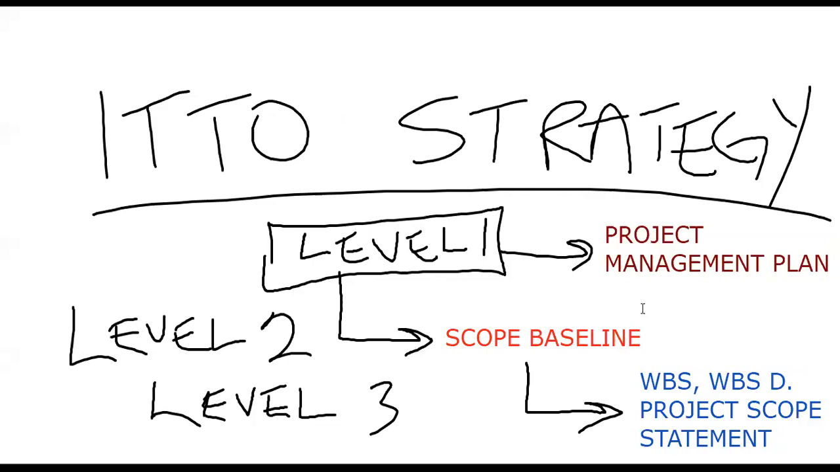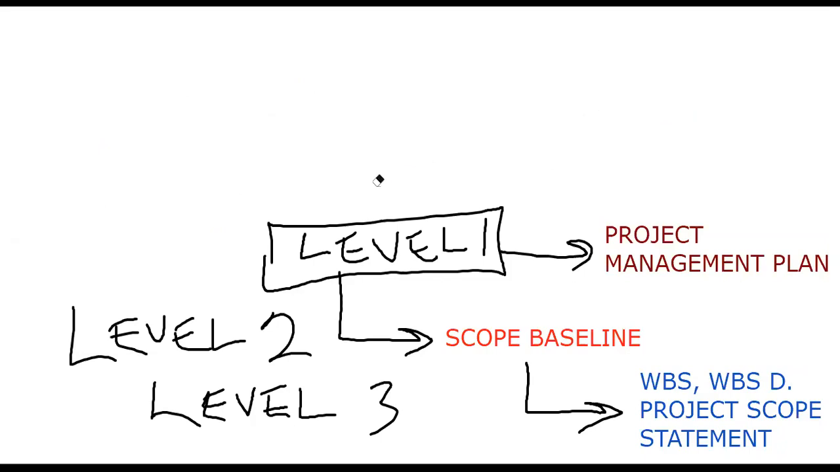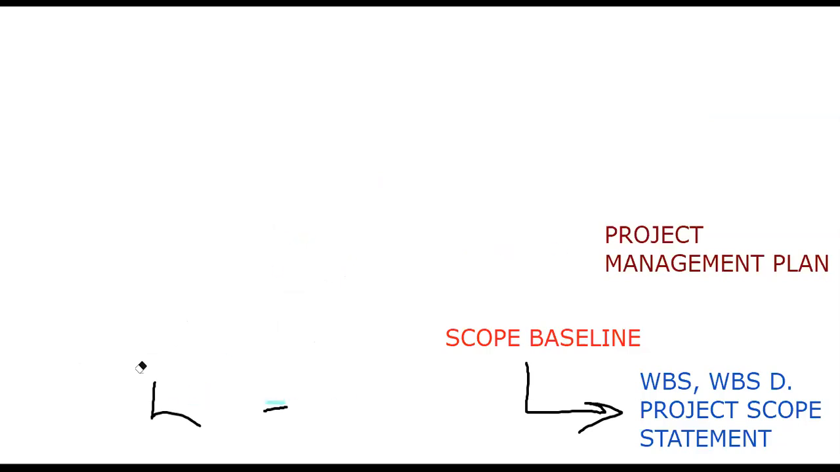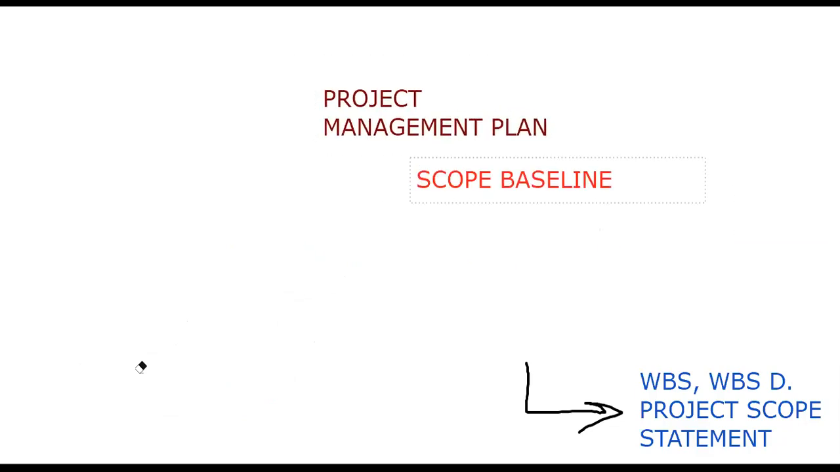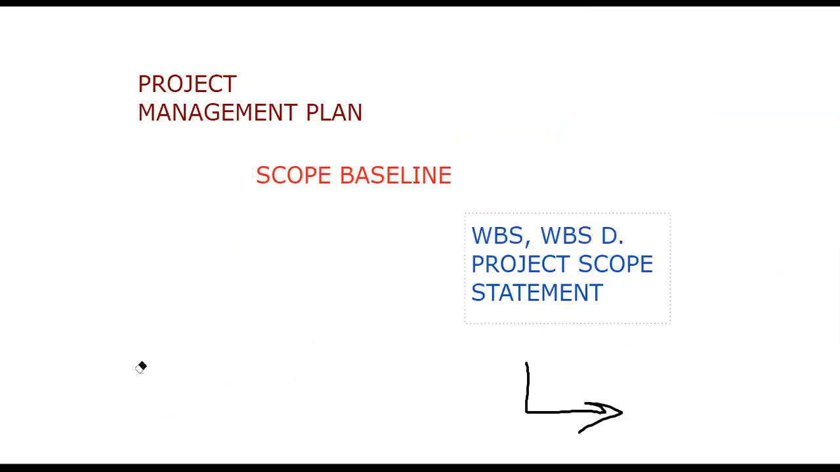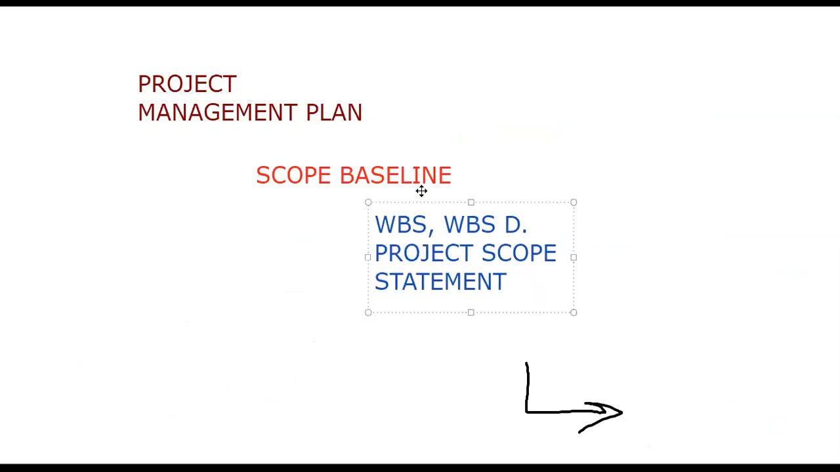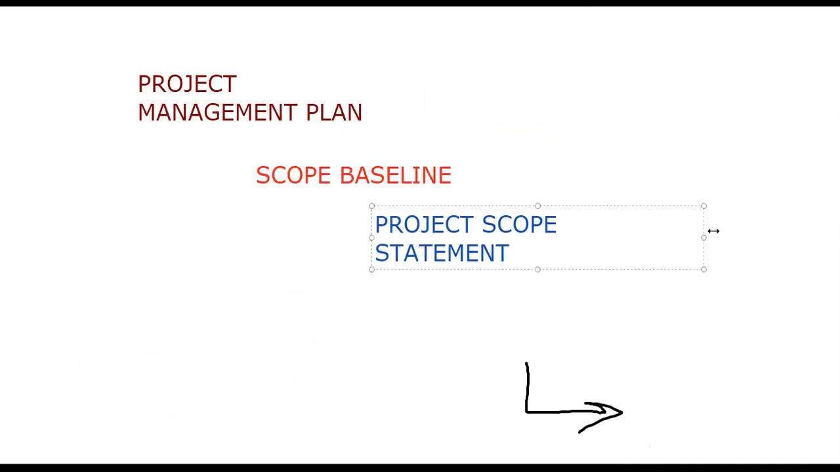So for every ITTO scenario, you need to go to the lower levels. Okay? Does this make sense? All right, let's go a step further. I want to challenge you to go to a lower level with me right now. So let's go to an even lower level now that you get this relationship. Level 1, the project management plan. Level 2, the scope baseline. Level 3, the WBS dictionary, and the project scope statement. But I want to hone into one particular level 3 item, which is the project scope statement.